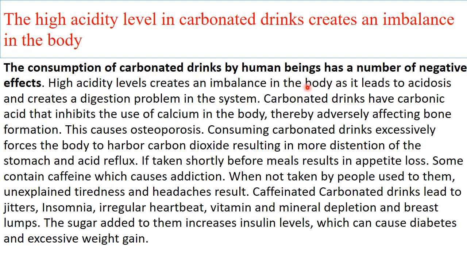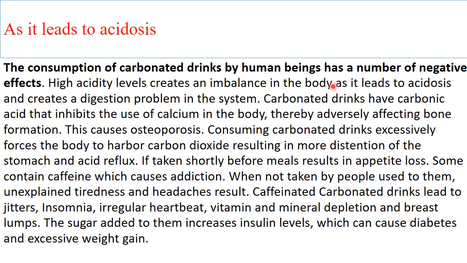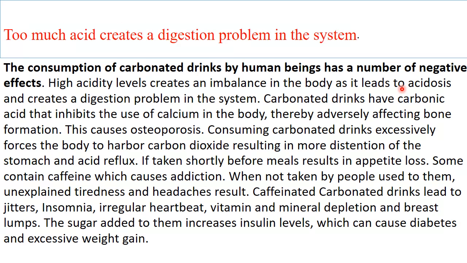Okay, I've finished the first point. High acidity levels create an imbalance in the body. The second point was as it leads to acidosis. So I just added as it leads to acidosis. Okay. And if you go to the passage, it was just one sentence, so meaning that it's making sense. You haven't broken any rule. Then after that, there's too much acid creates a digestion problem in the system.